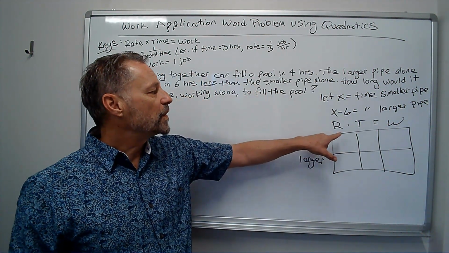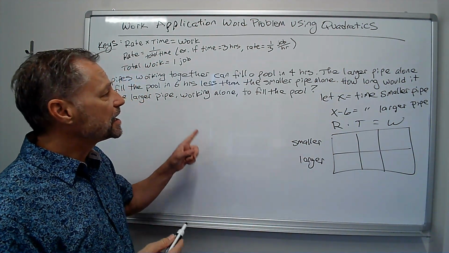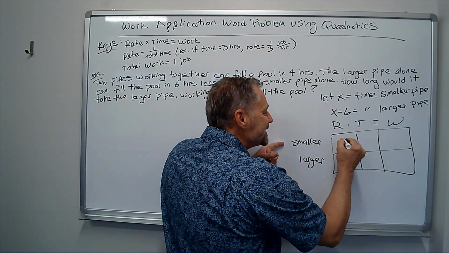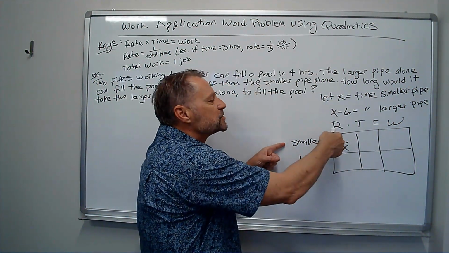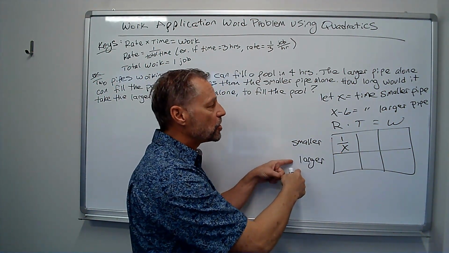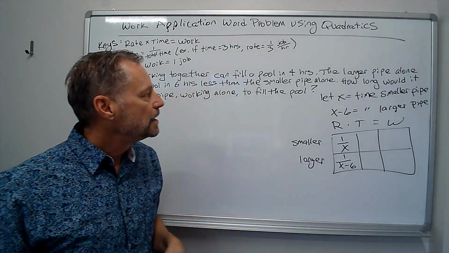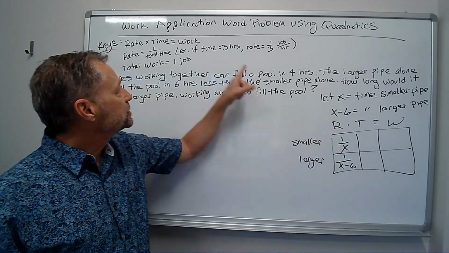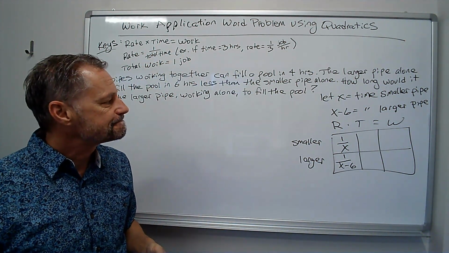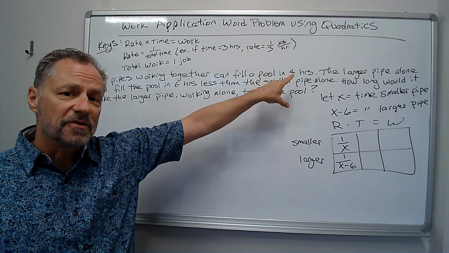We want rate, and remember rate is 1 over its total time. Well, if the total time for the smaller pipe is x, then every hour it gets 1 over x of the job done. One job every x hours. The larger pipe is going to be one job every x minus 6 hours. So both times I'm just using the idea that the rate is 1 over the total time for whatever that is. Now, working together, they can fill the pool in 4 hours.